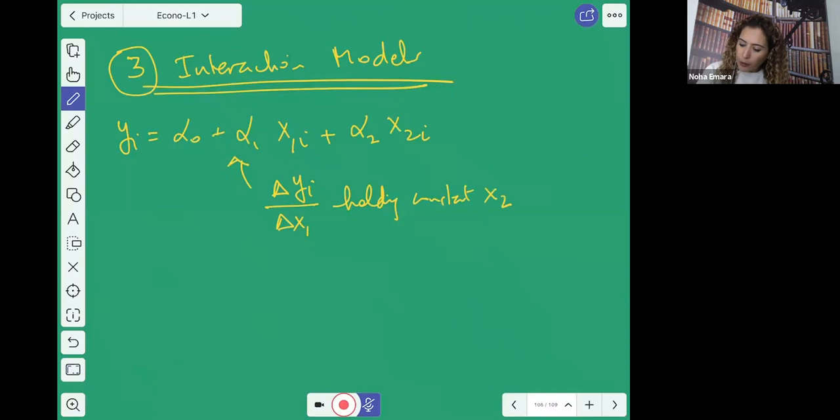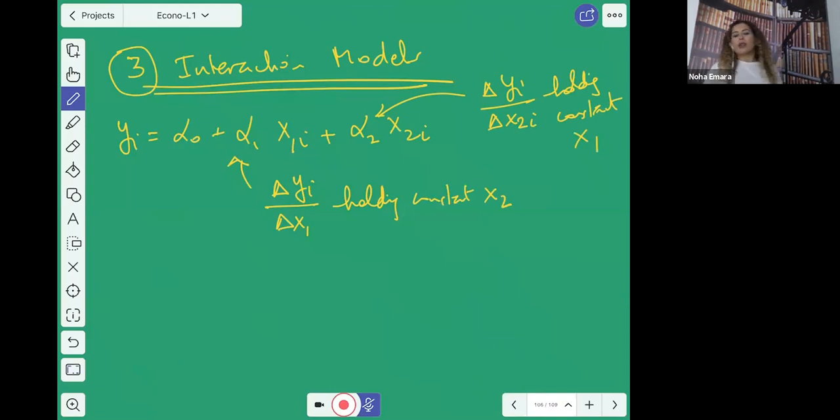Now, what about this one? It is the same. It would give me the change in yi due to the change in x2i, holding constant x1. So suppose that this is your salary, or the wage of a person. This is, let's say, years of education or years of schooling, and this is the years of experience.